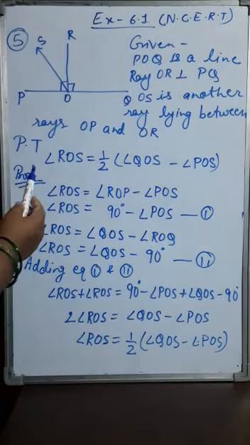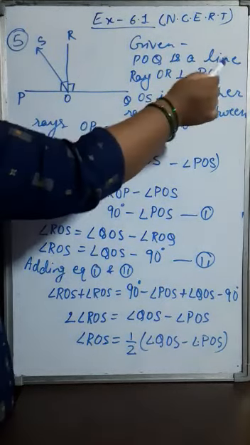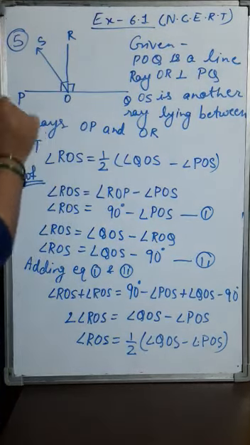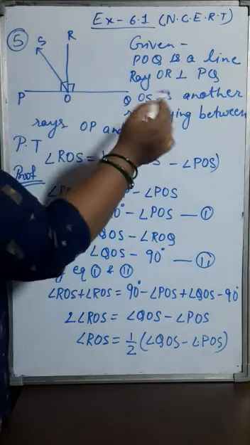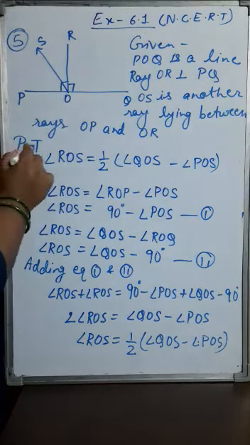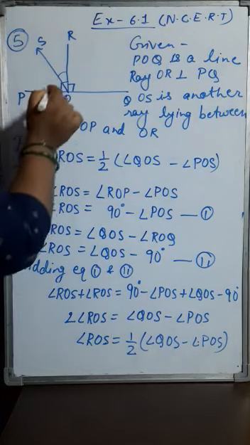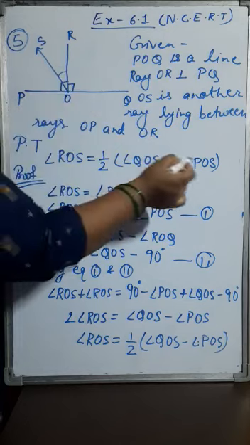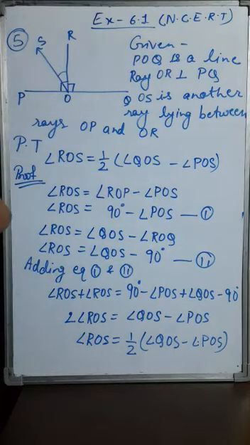Question number 5 says, given POQ is a line, and ray OR is perpendicular on PQ. OS is another ray lying between OP and OR. We have to prove that ROS, this angle, is equal to half of QOS minus POS. This we have to prove.